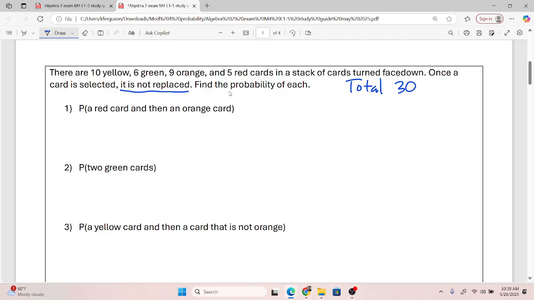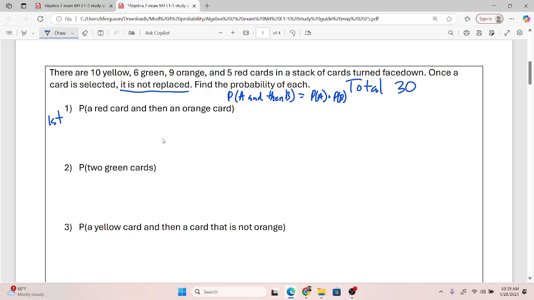Well, if we take one card away and don't replace it, the total number of cards goes down. So if I started with 30 cards, I pull one out, I don't have 30 cards anymore if I don't put it back. So that affects the next thing that I do. My first event and then a second event, so I'm going to take the probability of the first event times the probability of the second event, just like we did before, only this time we're talking about dependent events, not independent events.